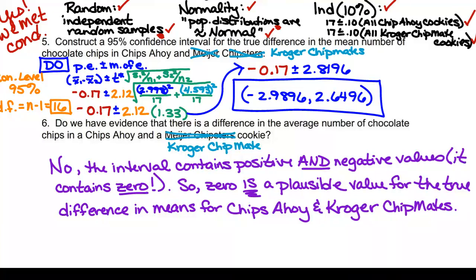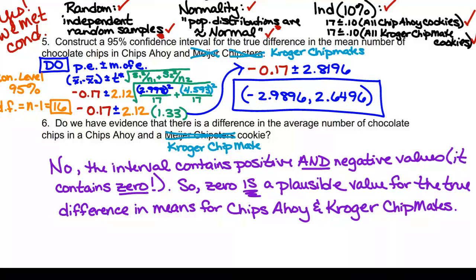But because my interval contains 0, they could be exactly the same. I don't know for a fact that they're exactly the same, but it is a plausible value. So they could have no difference, a difference of 0 between these two.